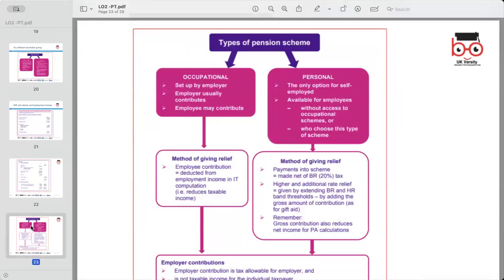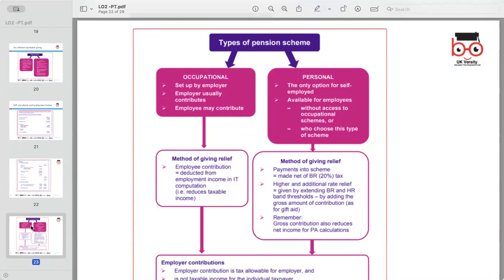Types of pension scheme: occupational and personal. Occupational schemes are set up by employers who usually contribute to them. Employees may also contribute to these schemes. Personal pensions, on the other hand, are arranged by individuals. They provide relief in different ways.